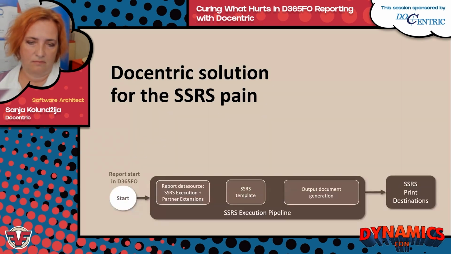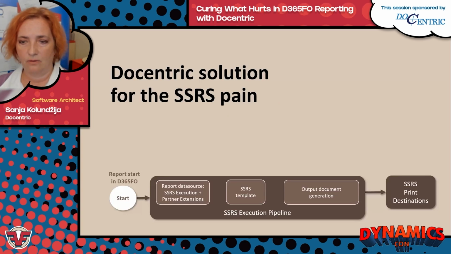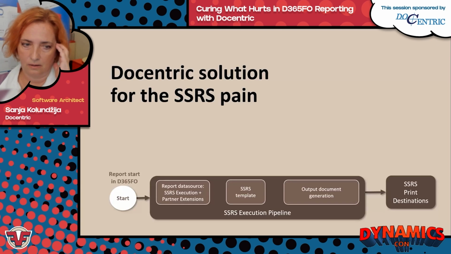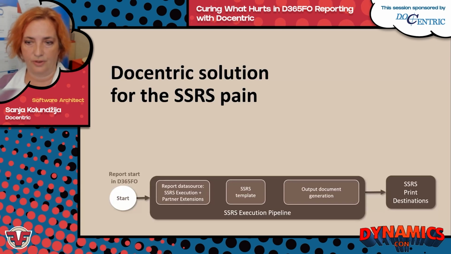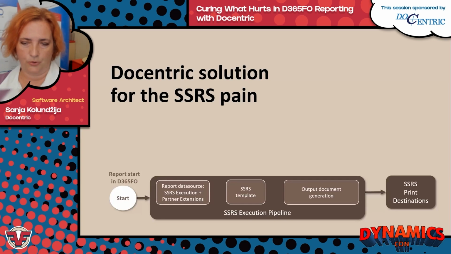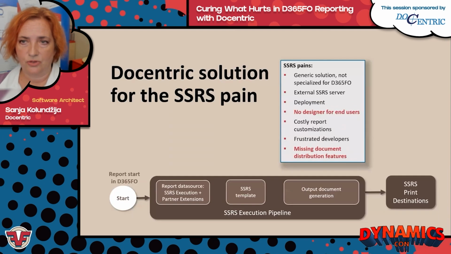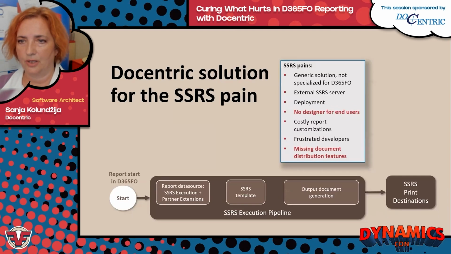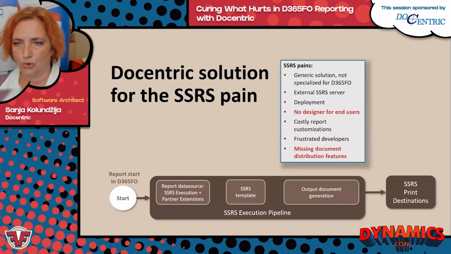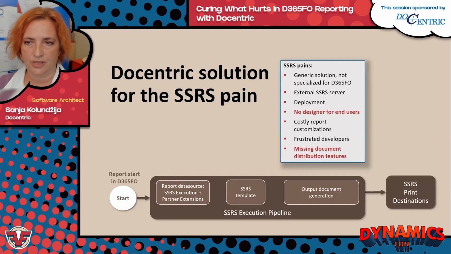This represents the really high-level architecture of the SSRS execution pipeline. Notice that this is not everything that's being executed in the context of D365. Some of it, like output document generation, is done externally on an external SSRS server, which I already mentioned earlier. And now let's repeat what we said about the pains. On this slide, I will just talk about these two red-marked problems: that there is no designer for end users and that document distribution features are missing.